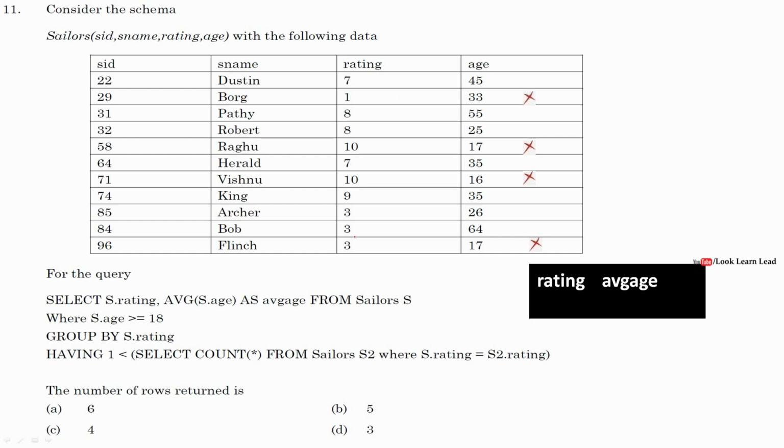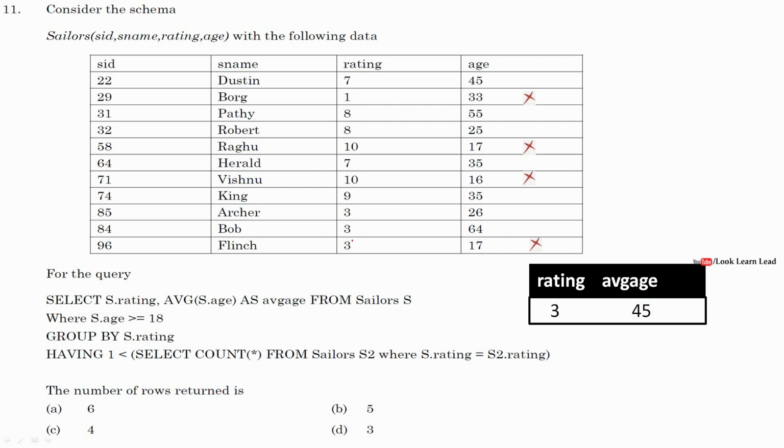Next, 3. We have 3 entries here, but these entries would not be included in our output, and these 2 entries would be included. So the first tuple would contain, group by rating, 3 and the average of 26 and 64. So this would be our first tuple, that is 3 and the average of 26 and 64, which is 45.